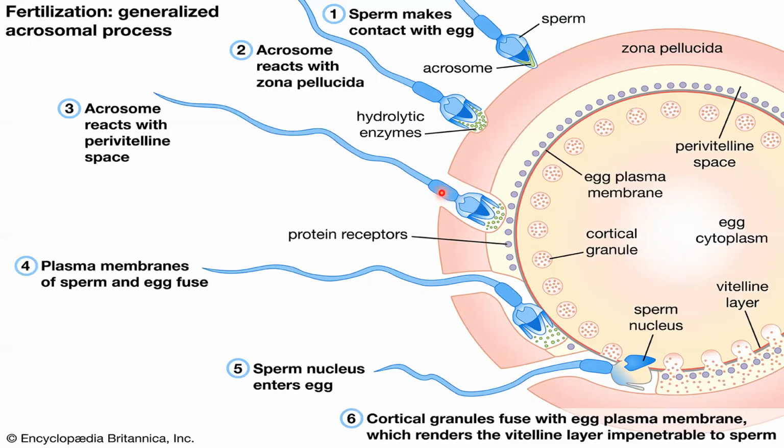So here you can see it has digested the wall. It has reached the pre-vitelline space. Then it will fuse with the plasma membrane of the egg. And then the nucleus will enter inside. The entire sperm will not go, only the nucleus will go inside, and then it will fuse with the nucleus of the egg. At this time, the egg will undergo secondary meiosis to form an ovum. So this is the entire process of fertilization.